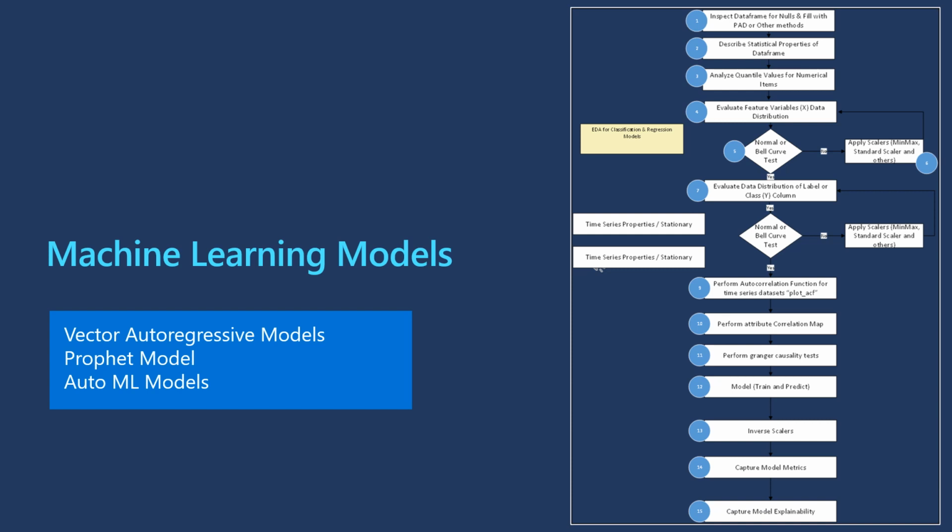Now, our basic algorithm is pretty simple, as depicted in the diagram. We take input data parameters and check them with exploratory data analysis. Basically, that involves looking at the data set, looking at the statistical properties of the data, analyzing the quantitative values for numerical items, and evaluating feature variables for the data distribution. Secondly, we check for the stationarity of the data.